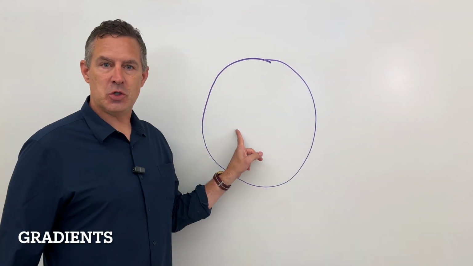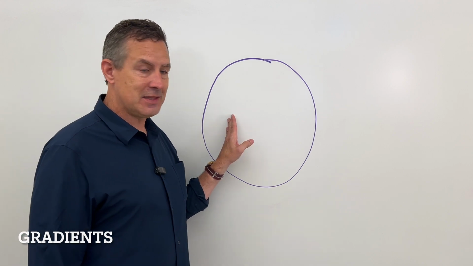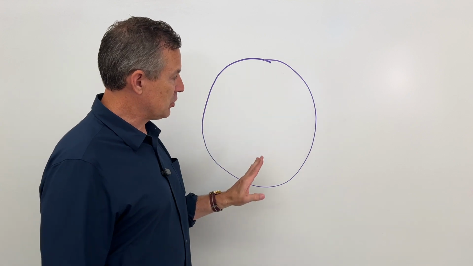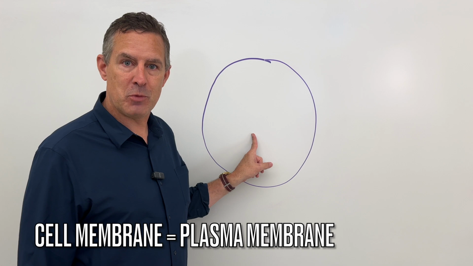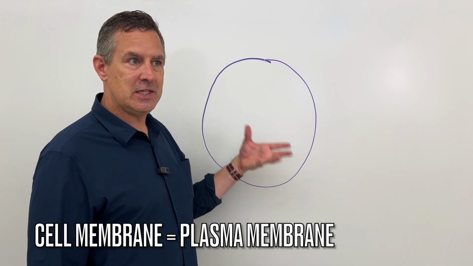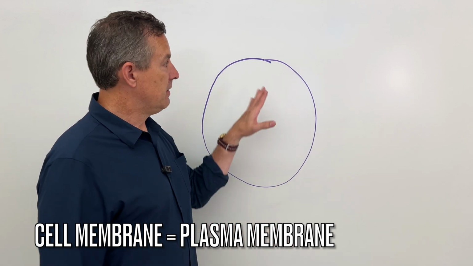So right here I've drawn a cell. To be clear, not all cells are circular like this, but for simplicity, I tend to draw cells as a circle like this. This purple line is representing the plasma membrane of the cell, and we'll talk about the intricacies and the characteristics of the cell membrane as we move forward.